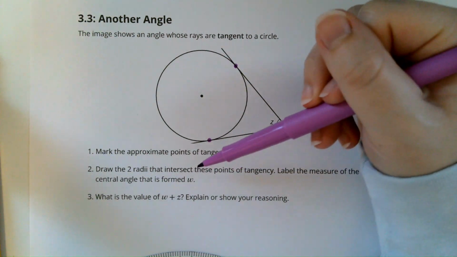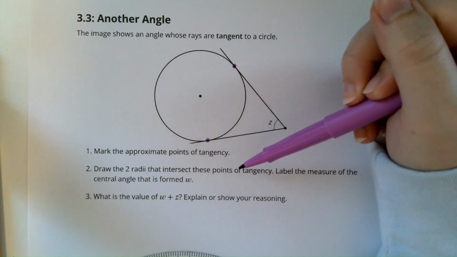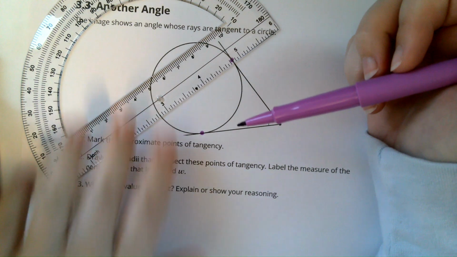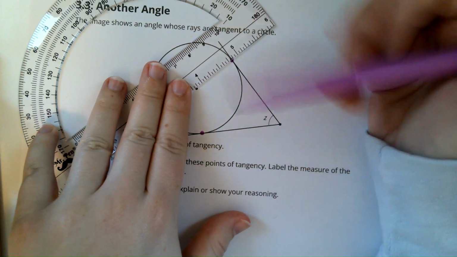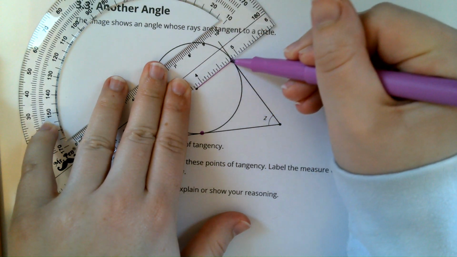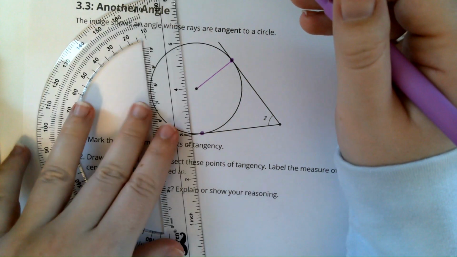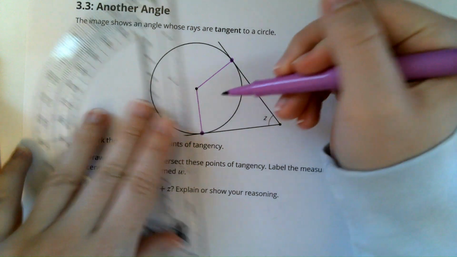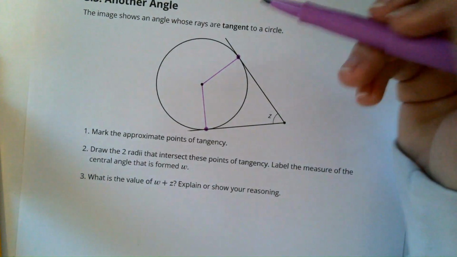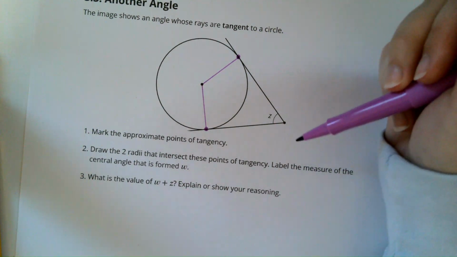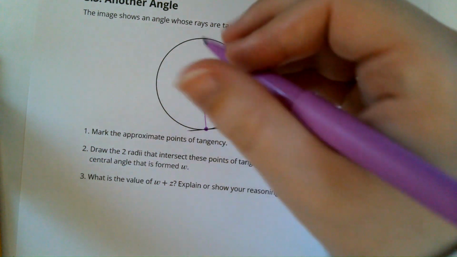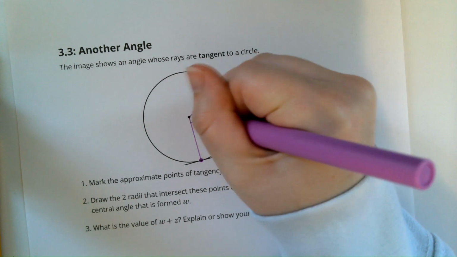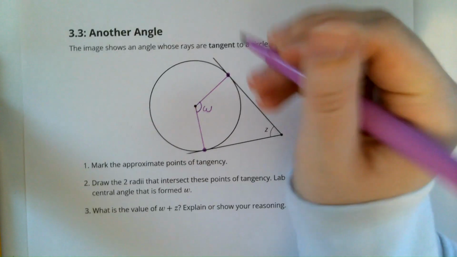Now we want to draw the two radii that intersect these points of tangency. So we want to draw the radius here and here. And then label the measure of the central angle that is formed W. So we're going to label this W, so that's the measure of that central angle.